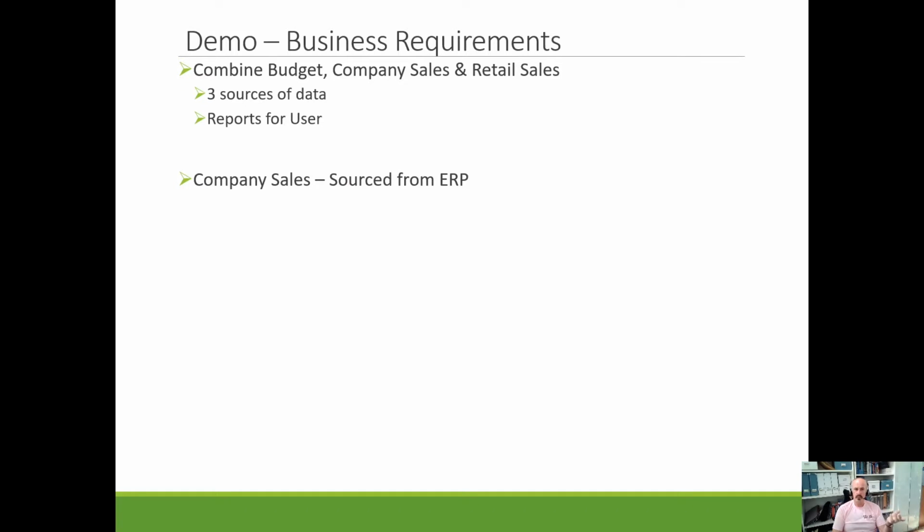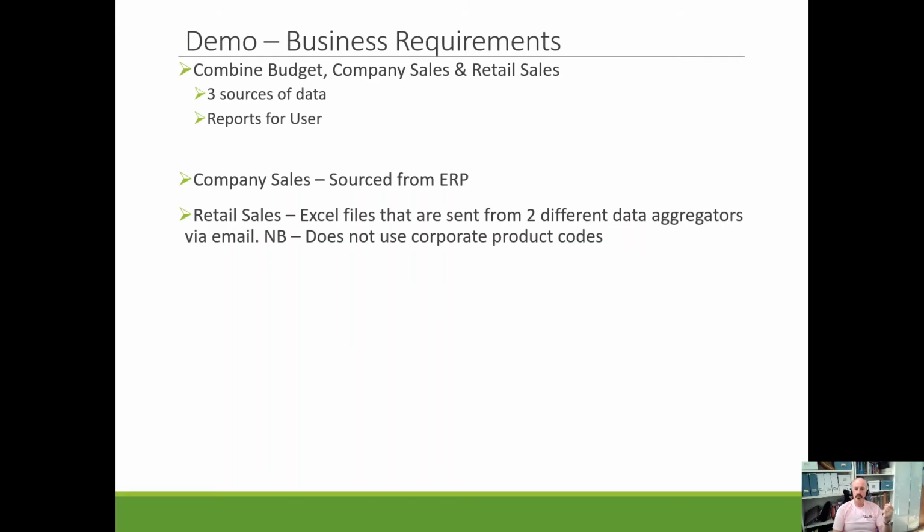If I look at the company sales, it's sourced from their company ERP system, their factory sales system, basically. They also have a bunch of retail sales that are sent to them. So this company doesn't sell directly to consumers. They sell into Tesco's and Sainsbury's and companies like that who sell to retailers. But they do get retail sales figures sent back to them from those same companies. And these come in Excel files. And then they've got a budget. And the budget is, like many organizations, calculated and stored inside an Excel. So they're the three sources of data.